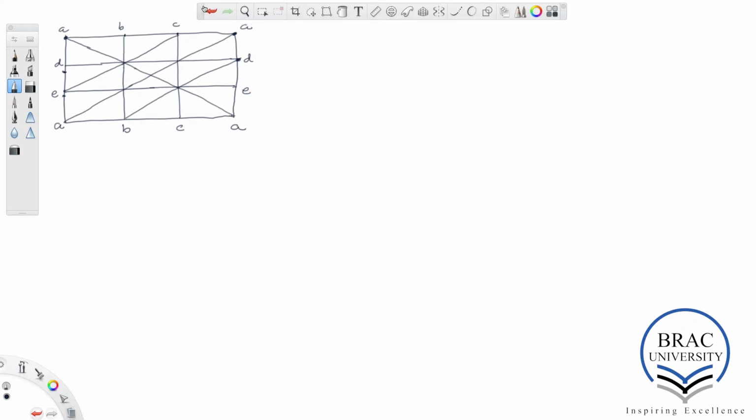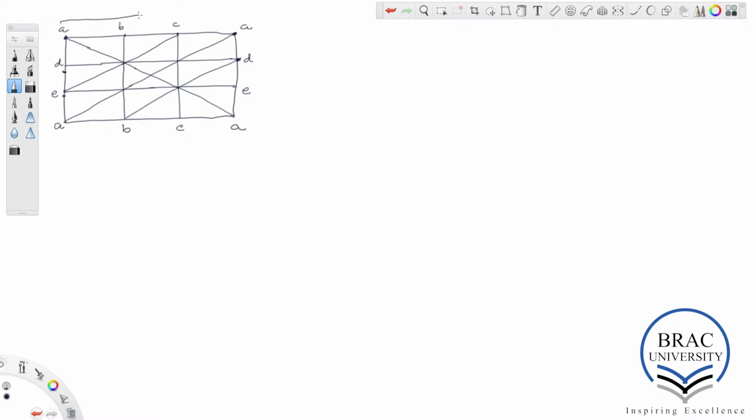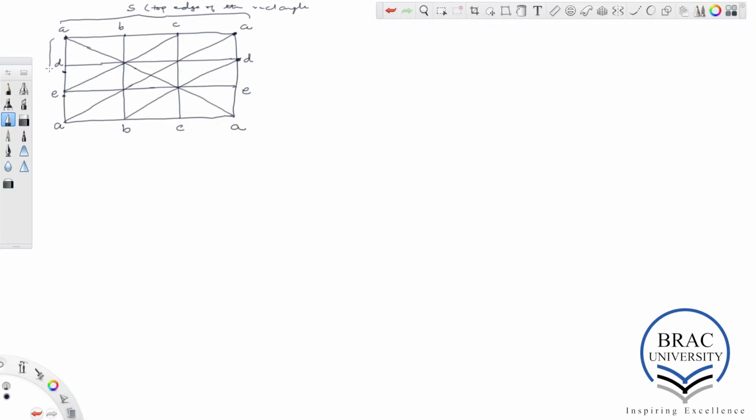Okay, so I'm going to denote the top edge of this complex L of the rectangle by S. This is the top edge of the rectangle, and the left edge of the rectangle is going to be denoted by R. The left edge of L.